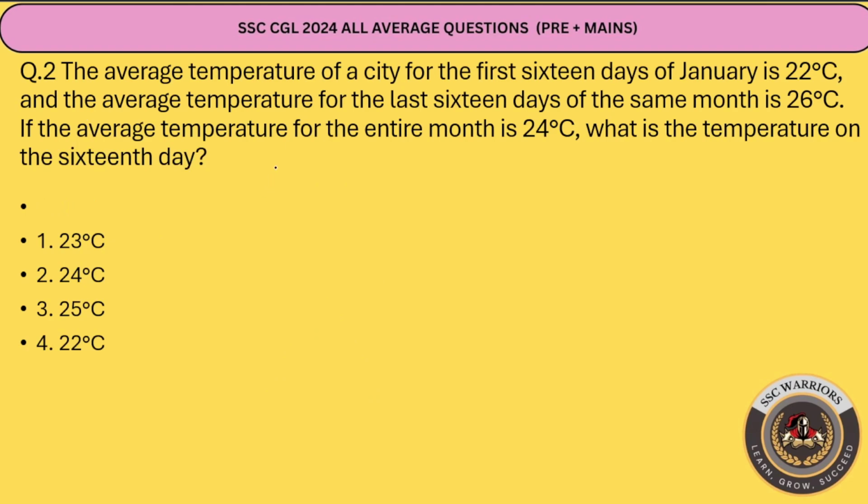The average temperature of a city for the first 16 days of January is 22 degrees Celsius, and the average temperature for the last 16 days of the same month is 26 degrees Celsius. The average temperature for the entire month is 24 degrees Celsius. What is the temperature on the 16th day?